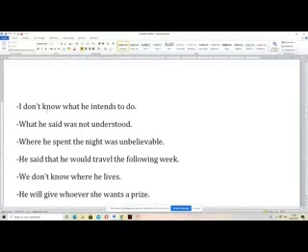Can I read it? My name is Muqawim Ismail. I don't know what he intends to do. What he intended to do is a noun clause functioning as an object. Yes, good. Okay, thank you.